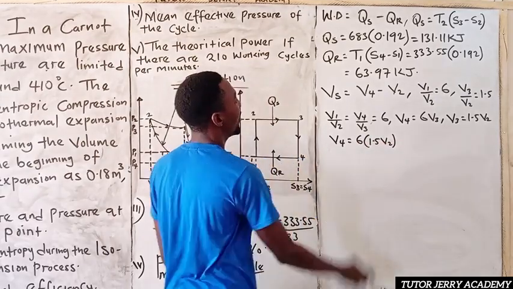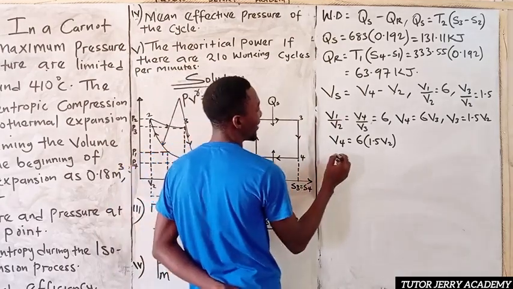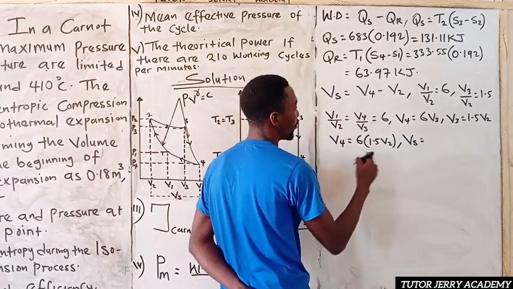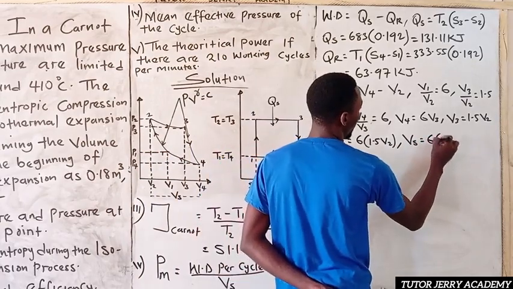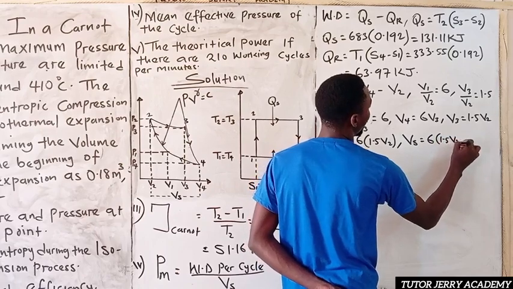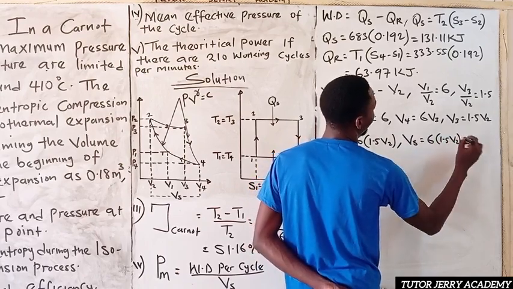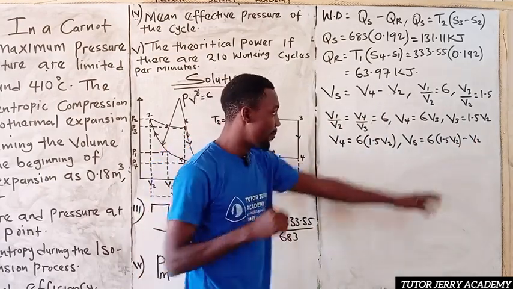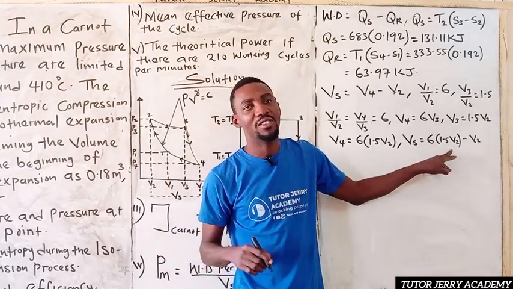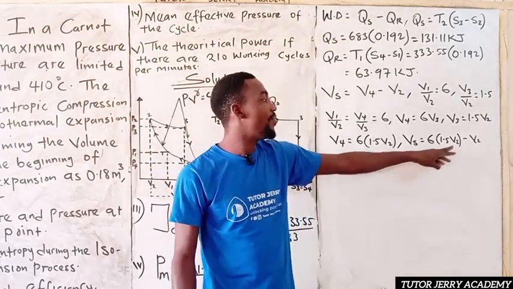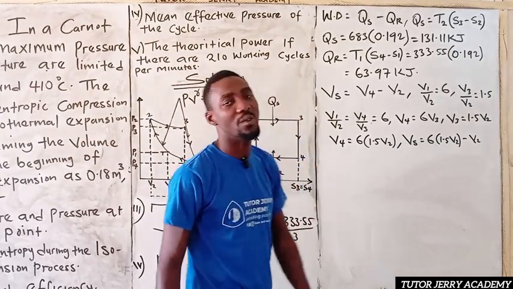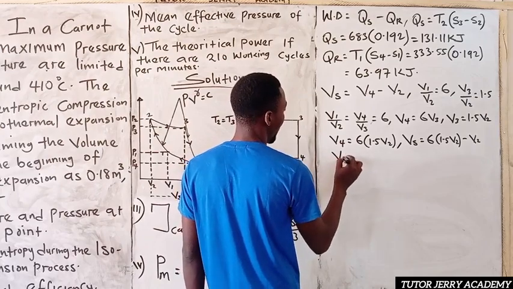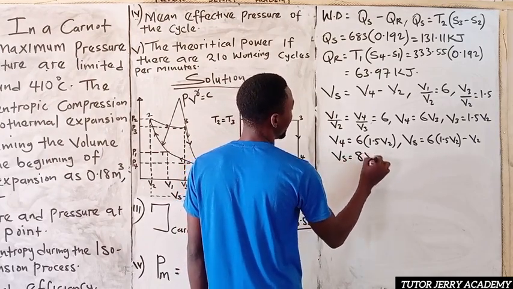All right. So now let's substitute that here. It means that our stroke volume will be equals to 6 into 1.5 V2 minus V2. So now, if you press 6 multiplied by 1.5, it's nothing but 9. 9 V2 minus V2 is nothing but 8 V2. So it shows that our stroke volume, Vs, is equals to 8 V2.